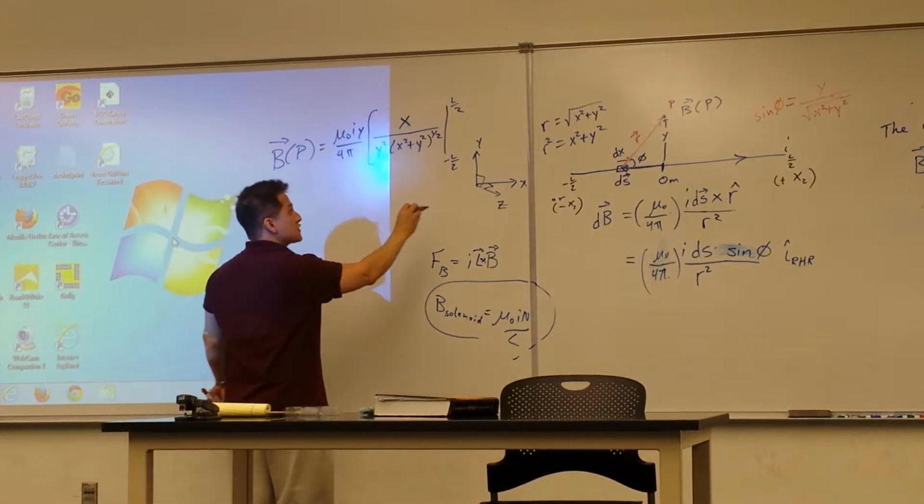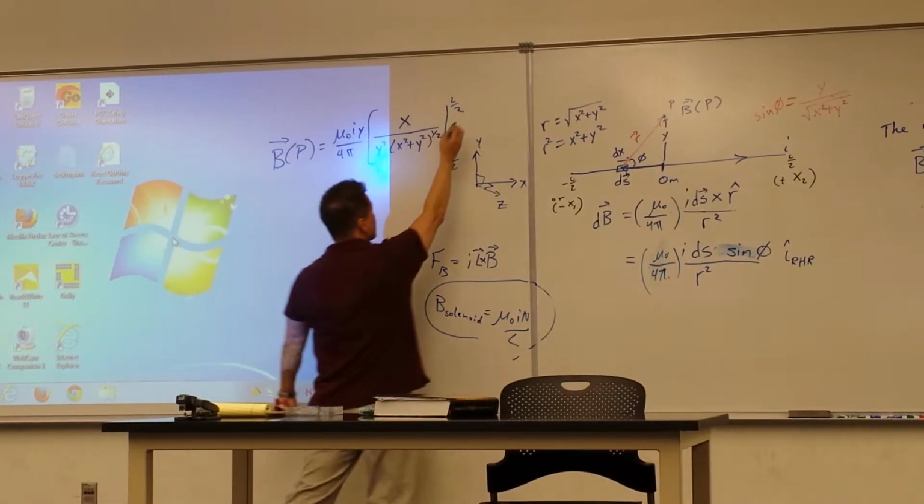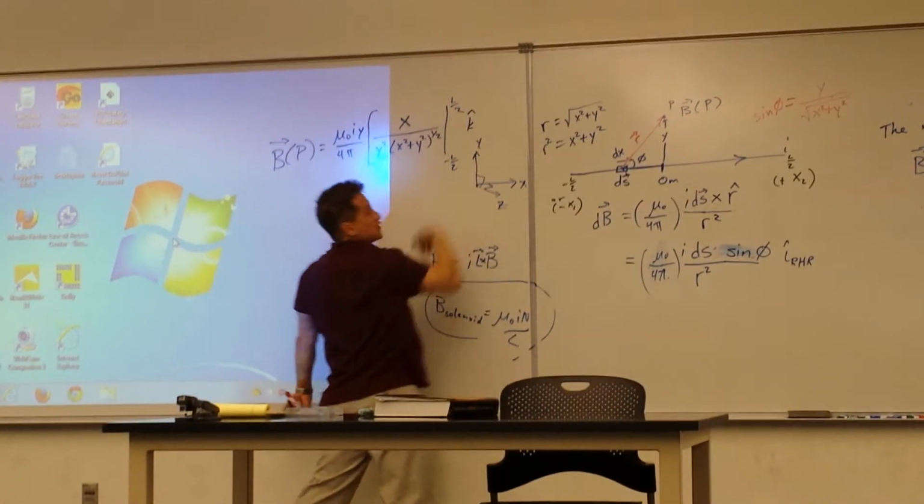And the direction of this thing? In this case, since I already know the cross product business, this is going to be in the positive k direction, I'm pretty sure.